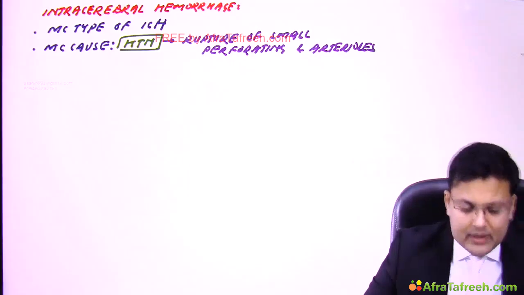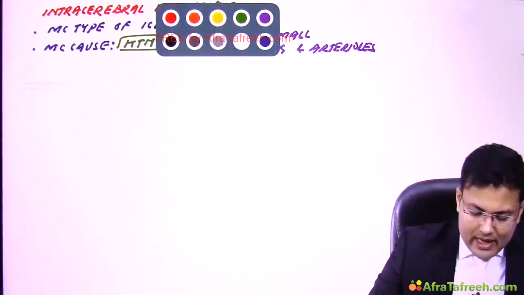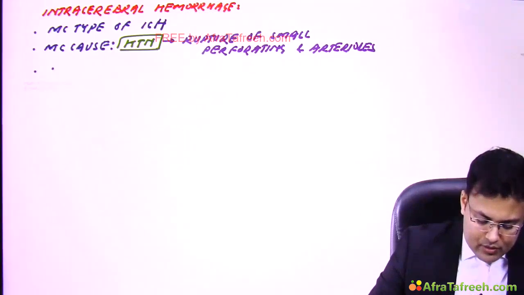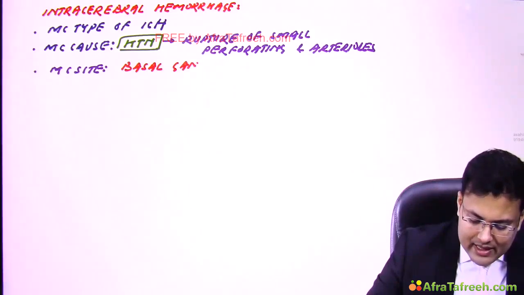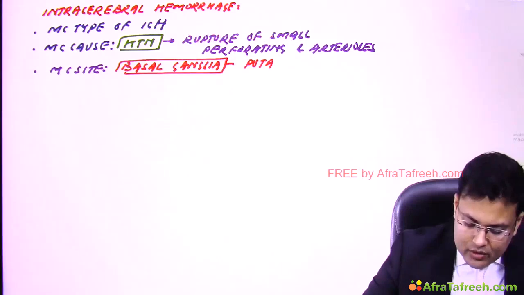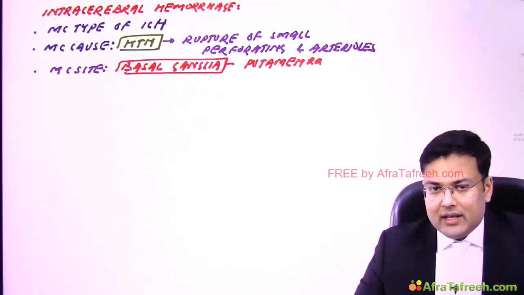What is the most common site? It's basal ganglia, and in basal ganglia it's the putamen. Another important question. So the most common site is the basal ganglia, and overall the most common site is putamen. These are frequently asked questions related to intracerebral hemorrhage.